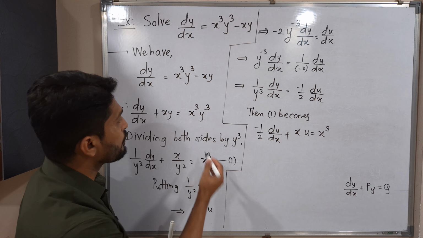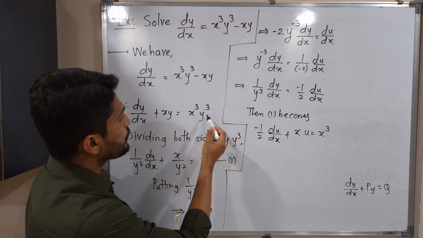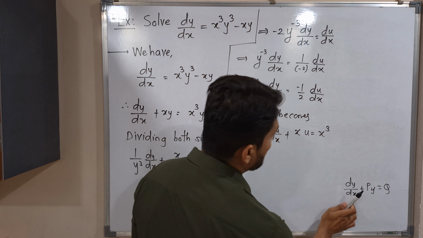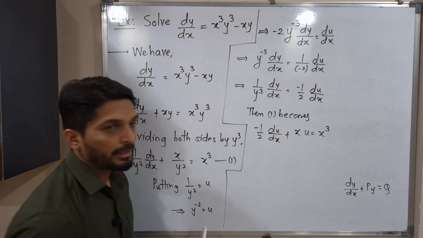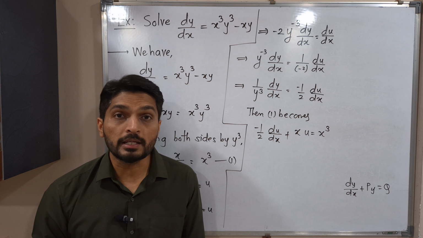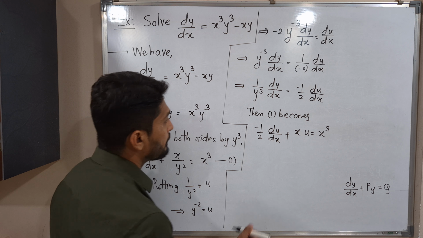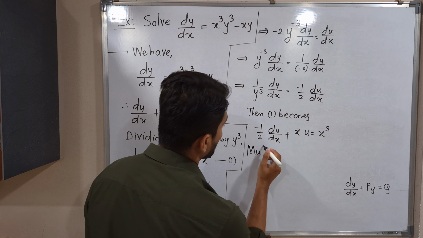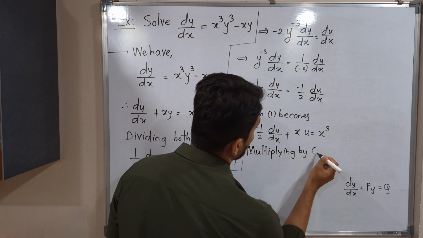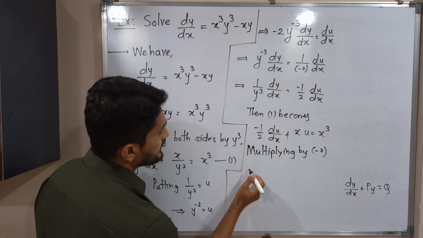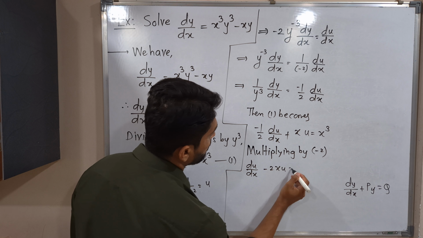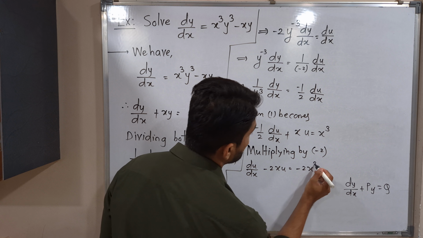Initially we had some y raised to something, so we shifted it here and then we substituted. But we have just du by dx, and we have that minus 1 by 2, which is still troubling us. So I will multiply both sides by minus 2. This minus 2 will get cancelled, we will have du by dx, minus 2xu, and on the right, minus 2x cube.